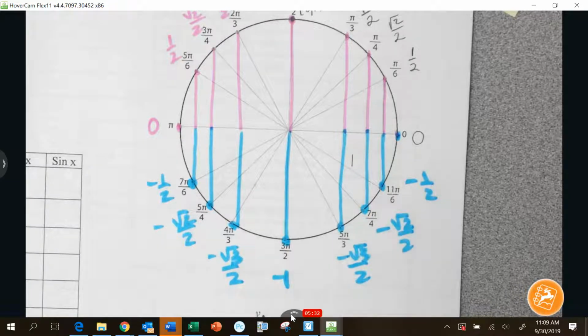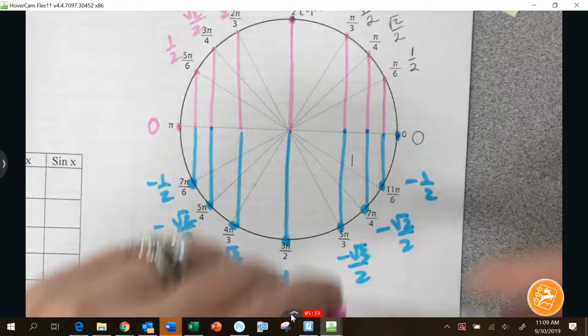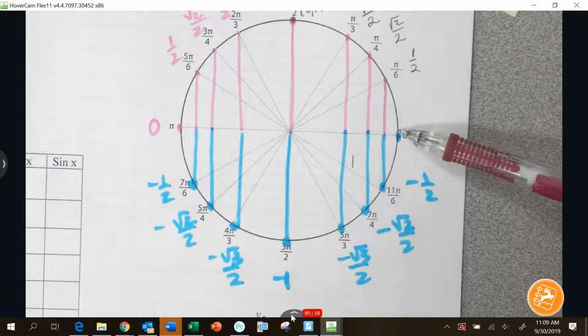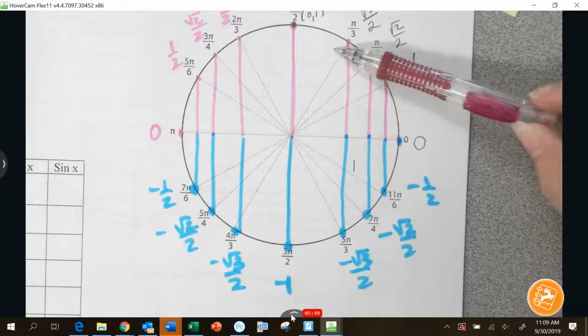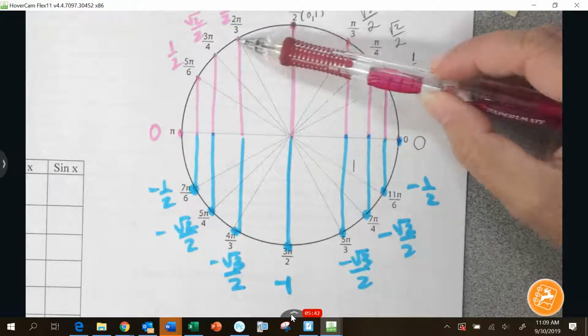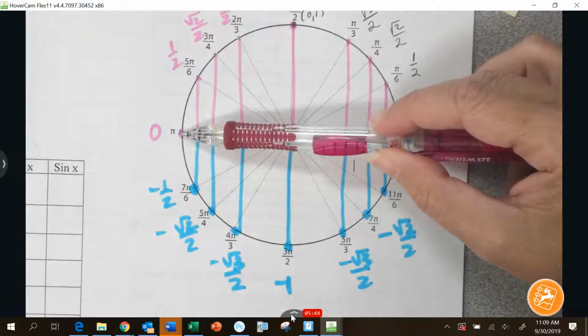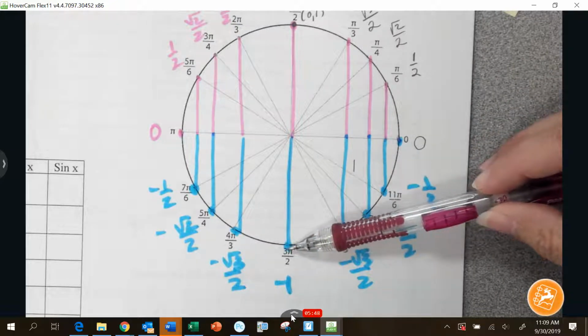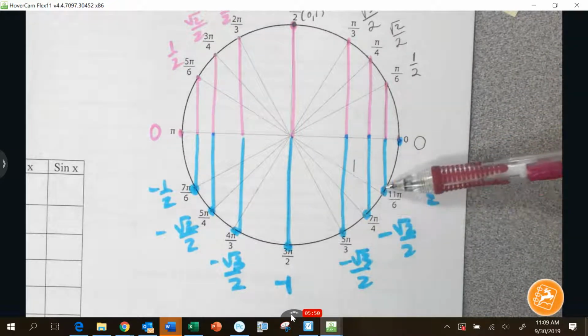And circles don't stop. They continue on. They keep going around and around and around. So my pattern is going to be make a big mountain, come back down from the mountain, make a valley, all the way to the bottom, come back up from the valley.